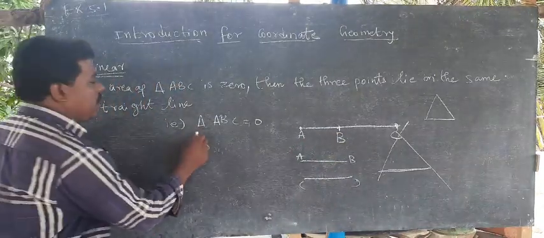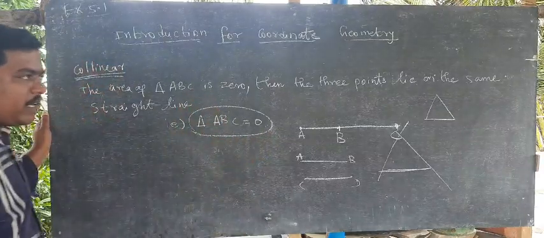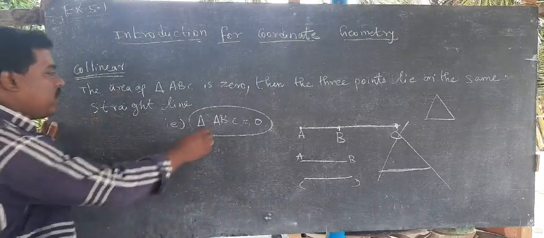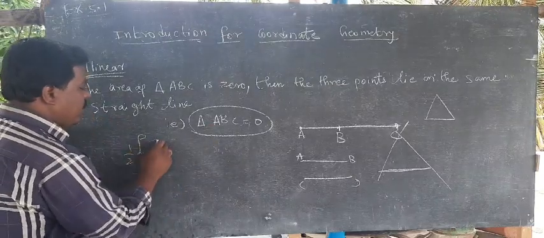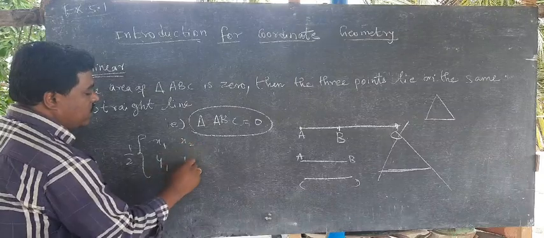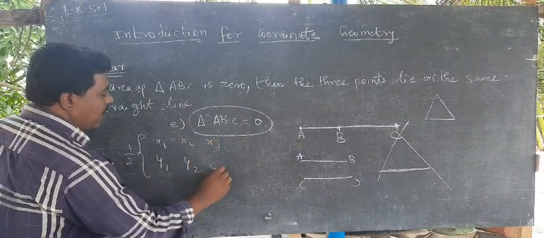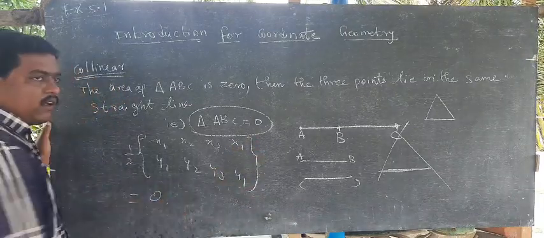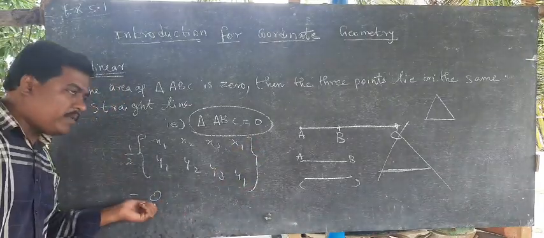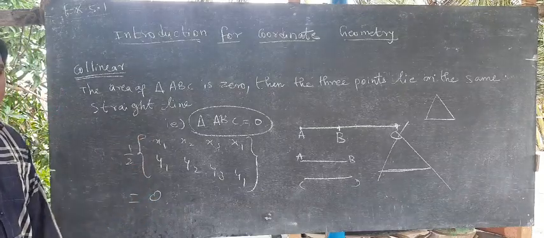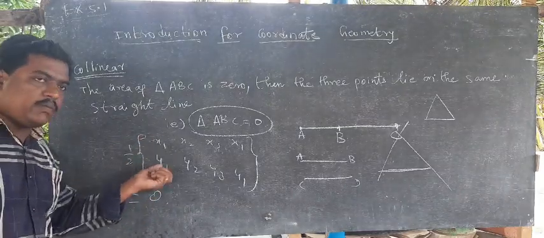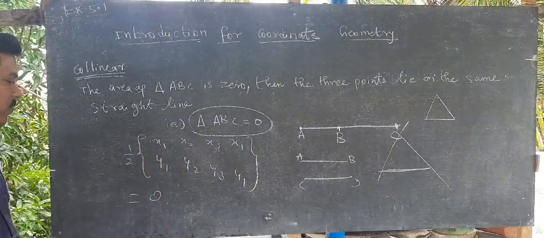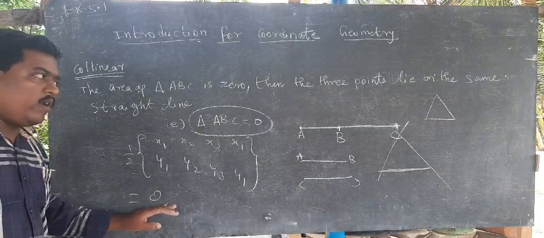So from the examination point of view, area of triangle ABC equals 0. What is the formula for this? The same thing, the triangle formula only: 1/2 into x1 y1, x2 y2, x3 y3, x1 y1. But here the answer will become 0. Answer 0 means that is called collinear. In other words, these points don't form a triangle, and that is called collinear. So if we get the answer 0, that is called collinear. Take them.